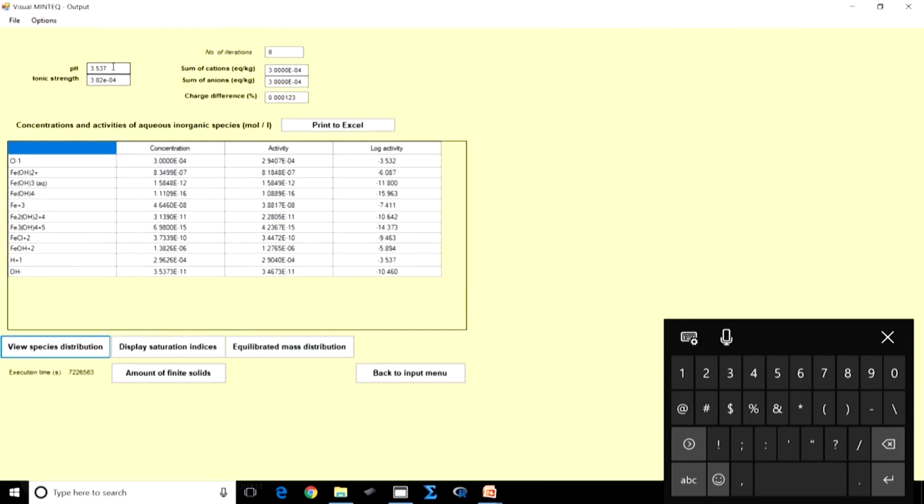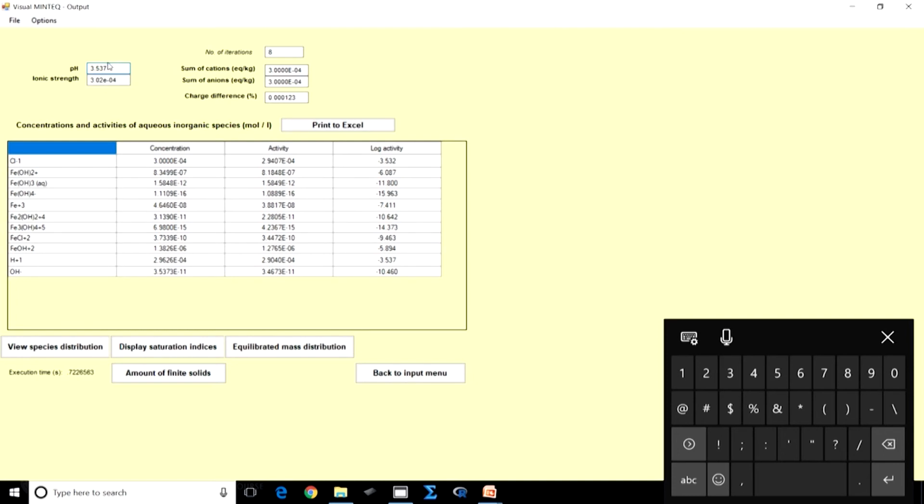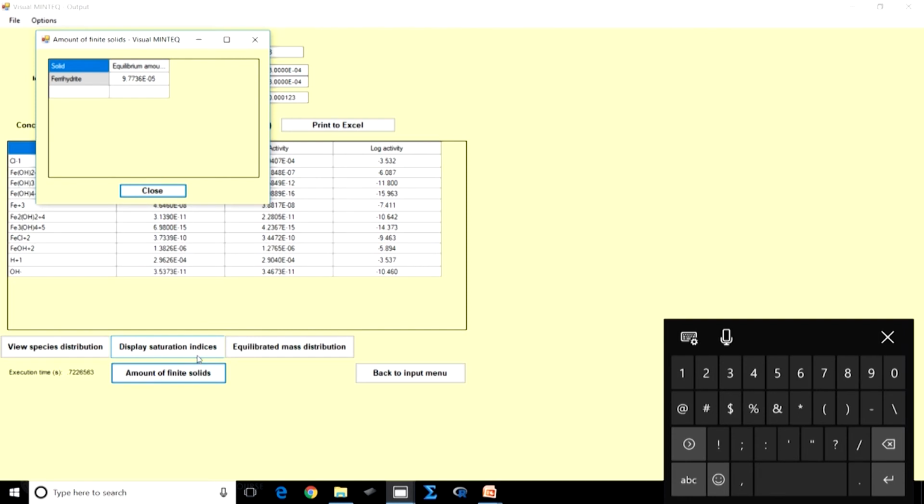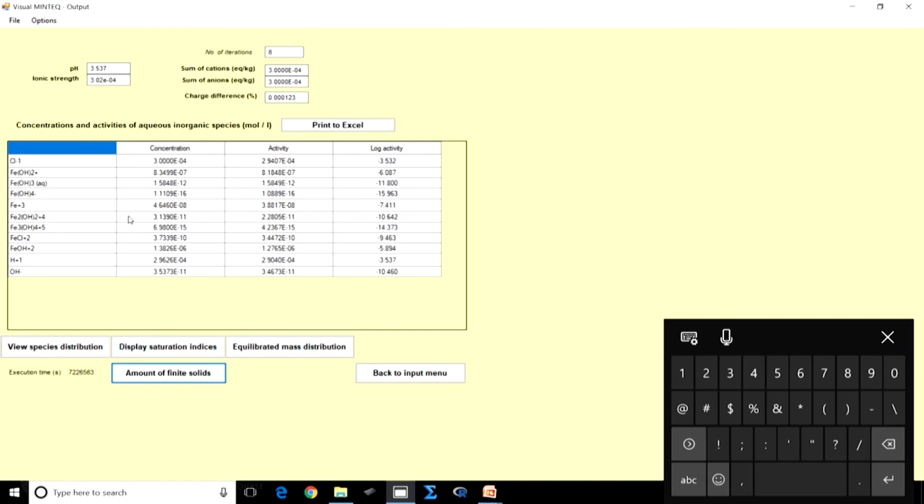Because we put in ferric, it can form complexes or precipitate out. More or less it's going to remove the OH minus from the solution, so that's going to bring down the pH, and that's what you see here. The pH is now 3.537. Then look at the amount of finite solids: ferrihydrite is formed at 9.7 into 10 power minus 5, which is more or less 10 power minus 4, as in almost all the ferric iron that you added has precipitated out.